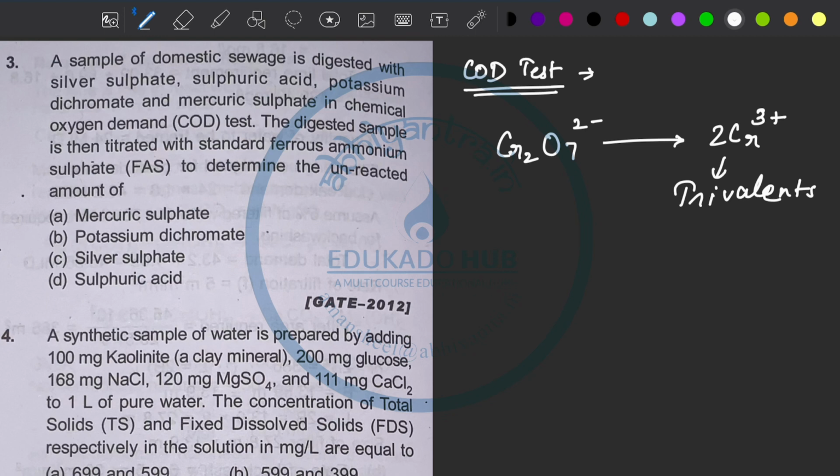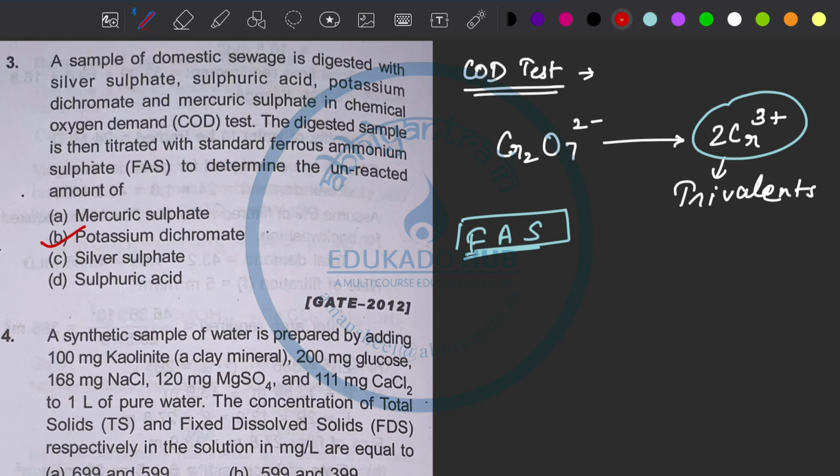And after cooling and diluting the mixture with distilled water, we can measure the excess dichromate remaining in the mixture by titration with ferrous ammonium sulfate. By titrating it with standardized ferrous ammonium sulfate, we can find out the value of unreacted dichromate ion. So the option will be potassium dichromate, option B.